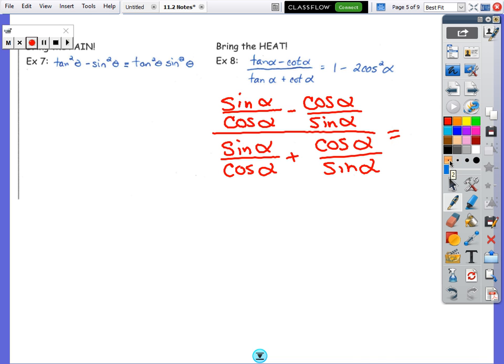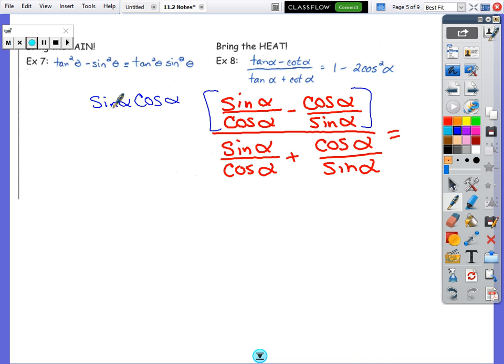Alright. Now to be able to combine these fractions, both in the top and the bottom, we need to make sure that the denominators are the same. So that means both fractions up here will be multiplied by cosine alpha times sine alpha.